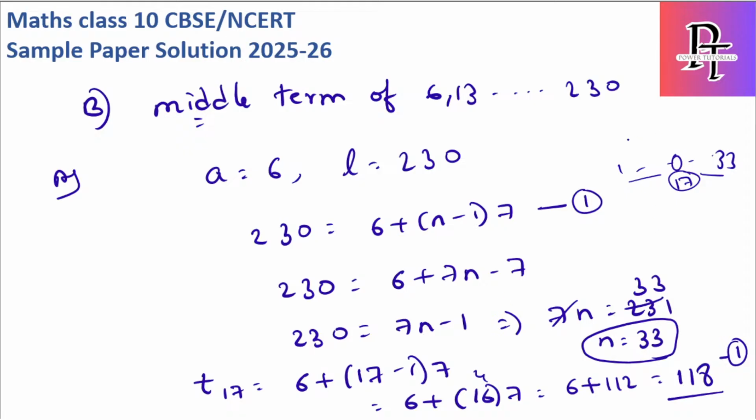So from the n value, we have 33 terms in total, and they're asking for the middle term. From 1 to 33, the middle term will be the 17th. That's why you have to find T17, which is a plus 17 minus 1, which is 16, into d. So 6 plus 16 into 7, we got the answer as 118.